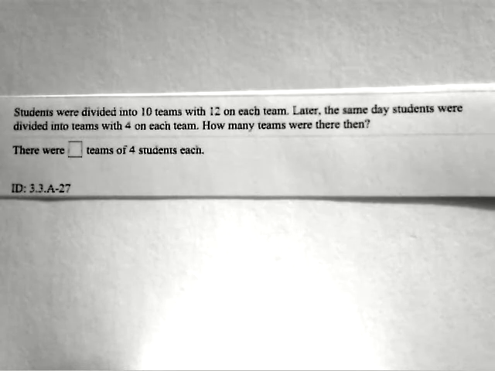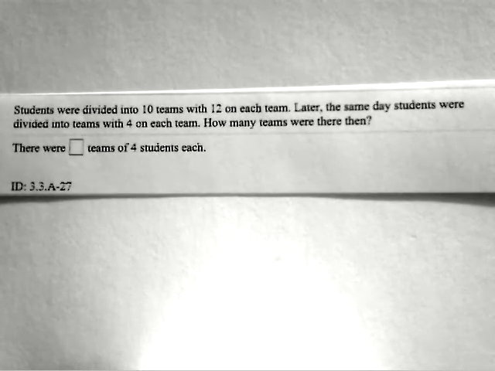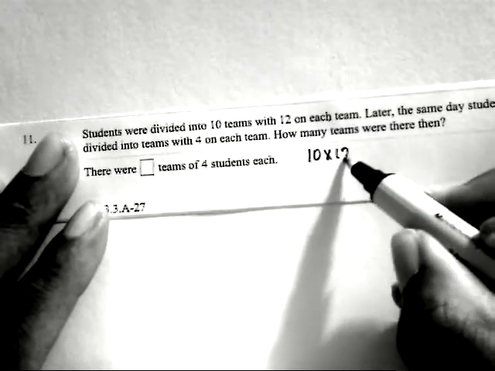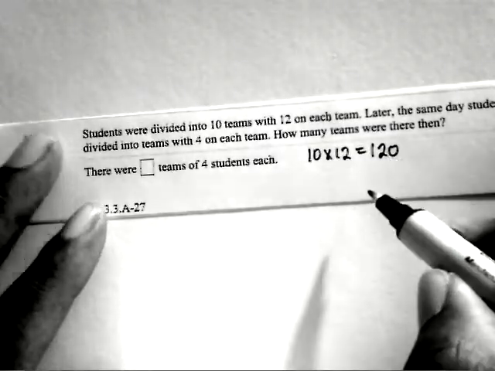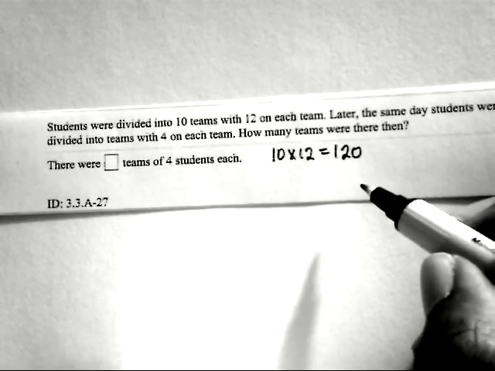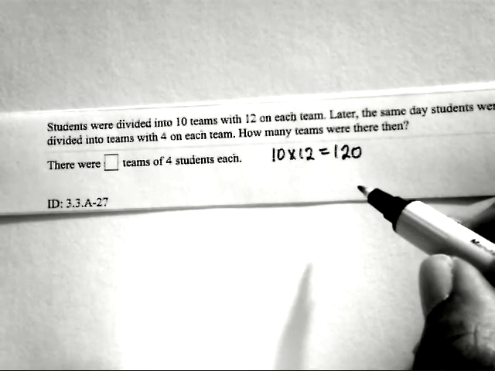Okay, we got one more. Students were divided into 10 teams with 12 on each team. Later the same day, the students were divided into teams with 4 on each team. How many teams were there then? You got 10 teams with 12 on each team. So if you multiply 10 times 12, that's going to give me 120. So there were 120 students altogether, from 10 teams.